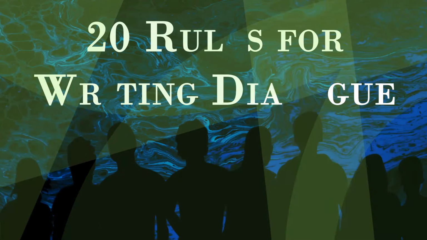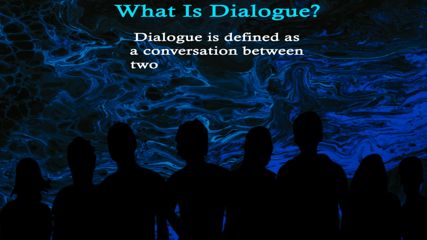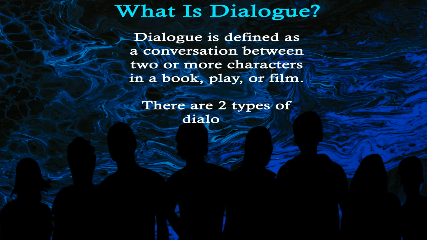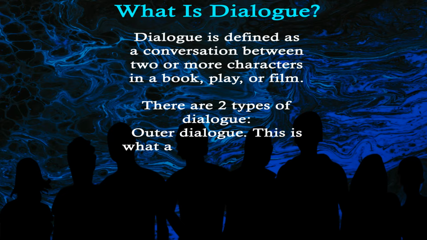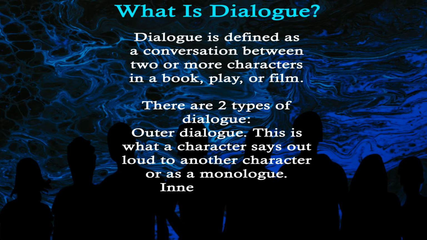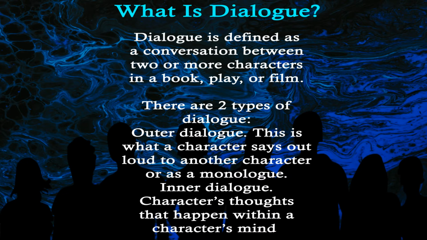20 Rules for Writing Dialogue. What is dialogue? Dialogue is defined as a conversation between two or more characters in a book, play, or film. There are two types of dialogue. Outer dialogue. This is what a character says out loud to another character or as a monologue. Inner dialogue. Characters' thoughts that happen within a character's mind.